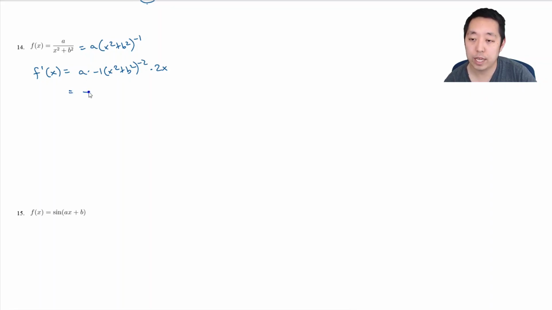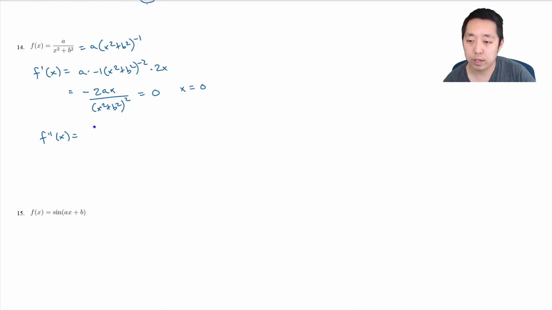So this is going to be negative 2ax over (x squared plus b squared) squared. Okay, and when is that equal to 0? That only happens at x equals 0. So now I want to compute the second derivative. In this case, I'm going to do quotient rule just to change it up a little bit.